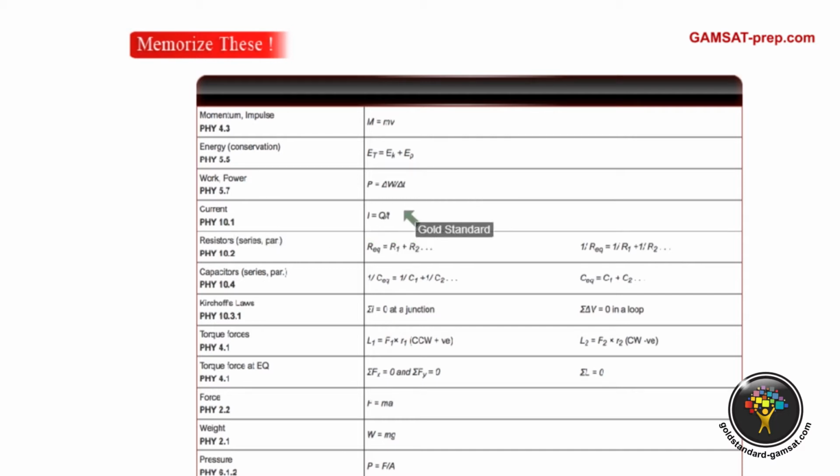Next is the current, and current, you can see here, is the charge over unit time. Current is in units of amperes or amps, and charge, Q, is in coulombs, and that's per unit time. And in the SI system, time is seconds. So that means that amps is equal to coulombs per second in terms of units. And that's obviously important to know.